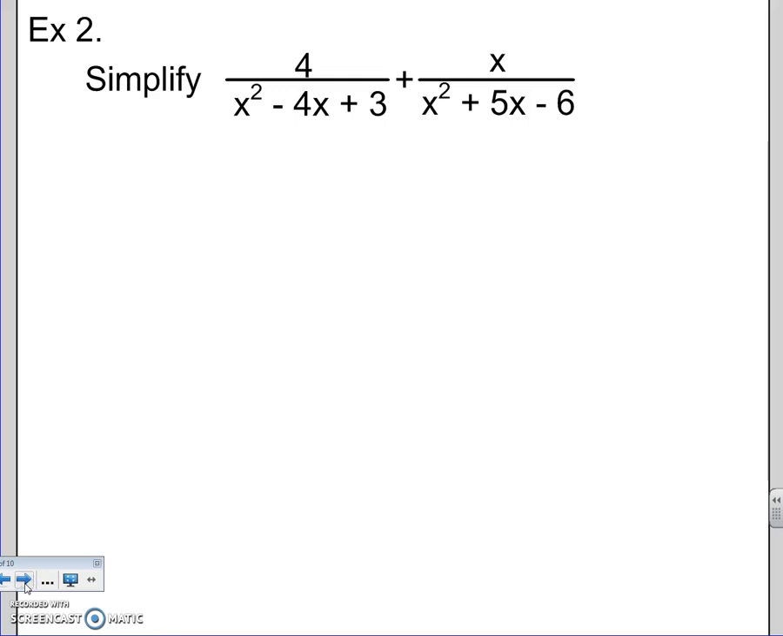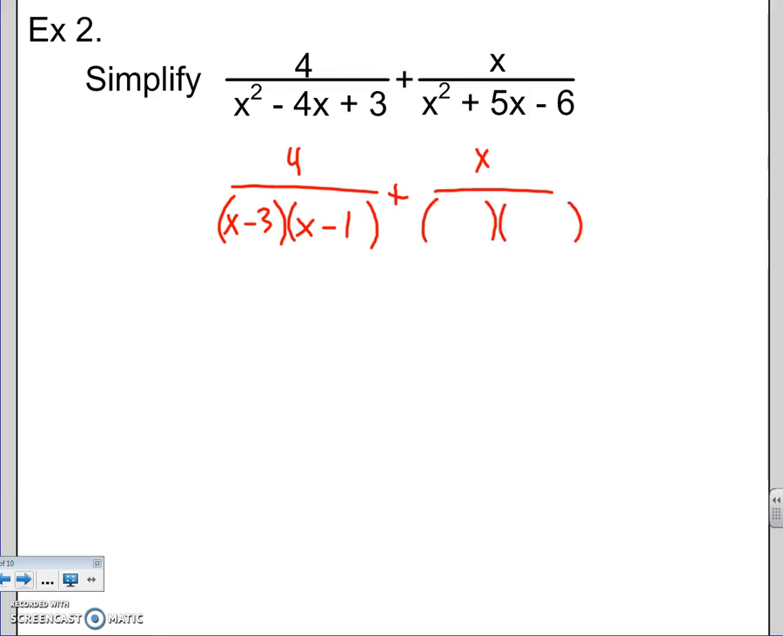Here's the next one, example 2. Again, always factor first. So this 4 stays there. The x method, let's see, 3 is 3 and 1, and 3 and 1 makes 4 by subtracting, so x minus 3, x minus 1. You could FOIL that to check, but that's right, plus x over the x method. How do I get 5? That's, okay, that's a tricky one. That is 6 and 1, so positive 6, negative 1.